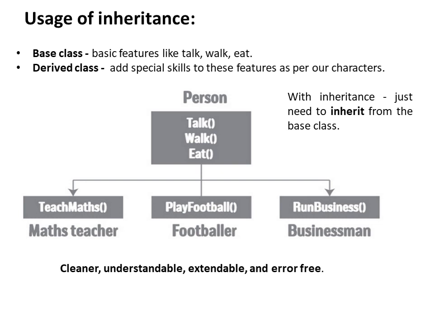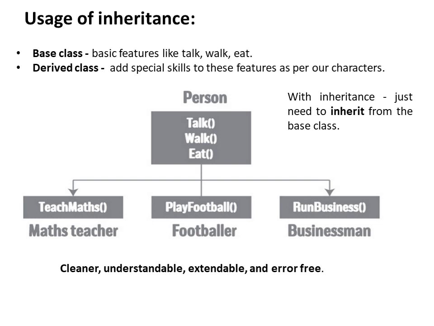Likewise, for a footballer, you inherit all the features from the base class person and add a new feature play football. Similarly, for the derived class businessman, all features are inherited from the base class person and the special feature run business alone is added to it. This makes the code cleaner, understandable, extendable and more error-free.